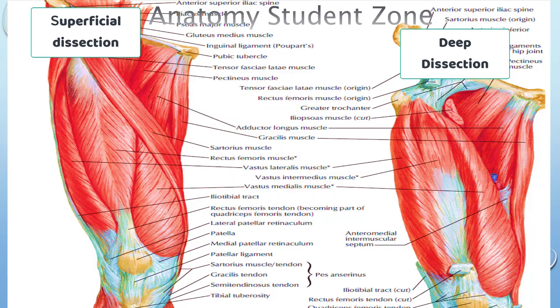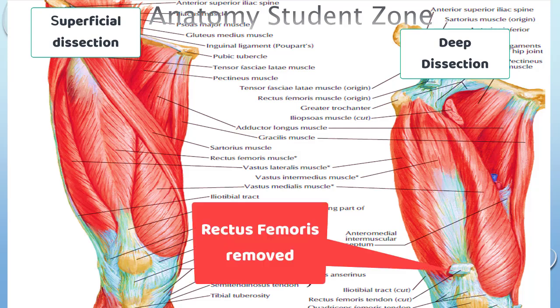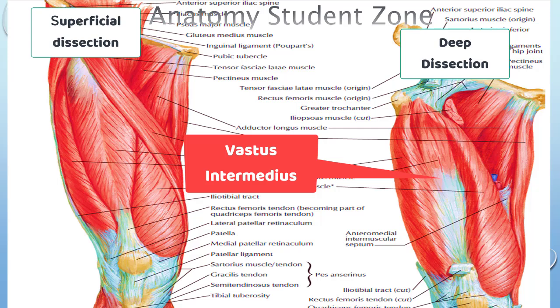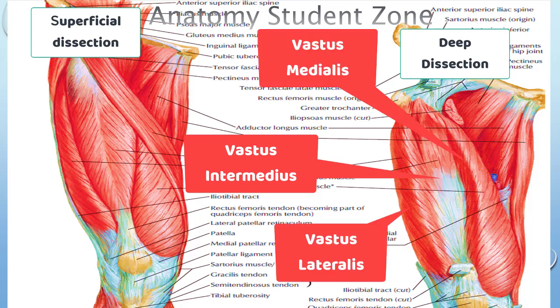So on a deep dissection, when we remove rectus, its inferior end is shown in this image while the upper part is removed. So we can clearly see another muscle, that is vastus intermedius muscle. And this muscle is immediately beneath the rectus femoris because the rectus femoris is removed in this image. Besides this, we can also clearly see vastus lateralis and the vastus medialis completely.